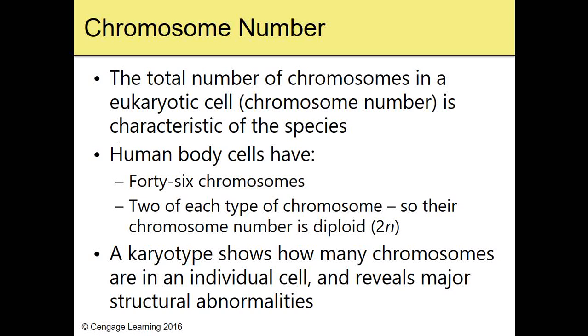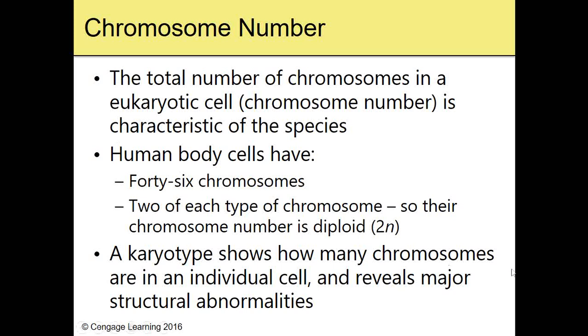So there are 2 of each chromosome. You get one chromosome number 1 from mom, one chromosome number 1 from dad, okay? And so you have 23 pairs of chromosomes. So our diploid chromosome number is 23 pairs.